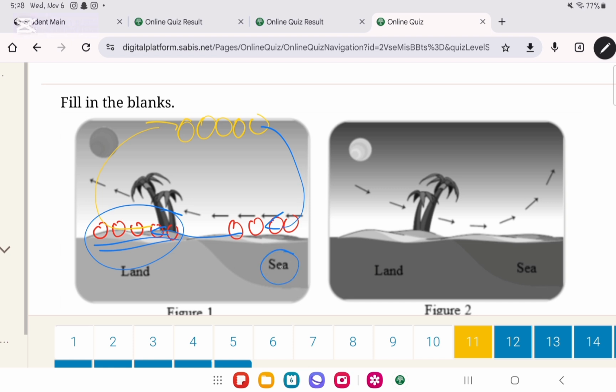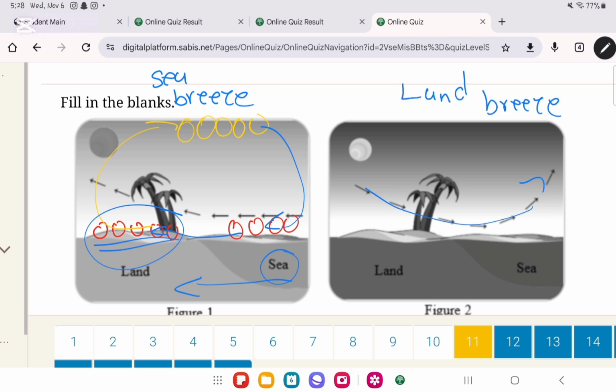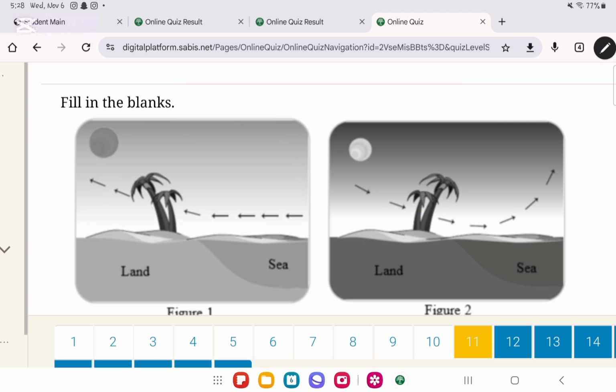Now, of course, if it is coming from the sea, then we call it a sea breeze. But if it's coming from the land, then we call it a land breeze. Let me now also explain the land breeze. During the night, what happens is that the sea becomes hotter than the land. So let's say we have wind particles on the land and wind particles on the sea.